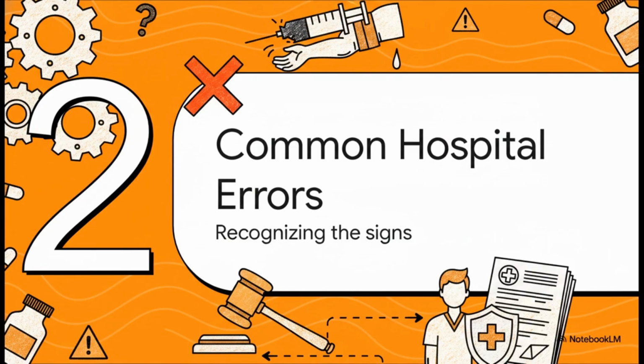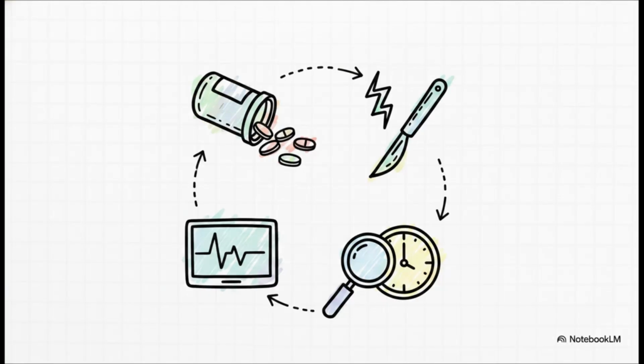Moving on to Section 2, common hospital errors and how to recognize the signs. The sheer variety of these errors is, frankly, staggering. We're not just talking about a slip of the scalpel here. We're talking improper medication dosages, nurses failing to monitor vital signs, and devastating surgical errors. Incredibly, this still includes never events, things like operating on the wrong body part or literally leaving surgical sponges inside a patient. It also covers delayed diagnoses and anesthesia errors. It's a vast, vast spectrum of negligence.